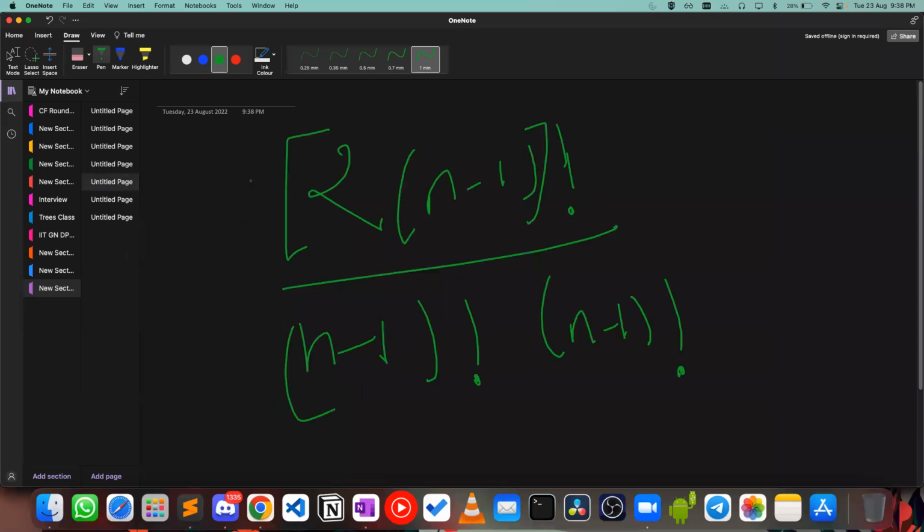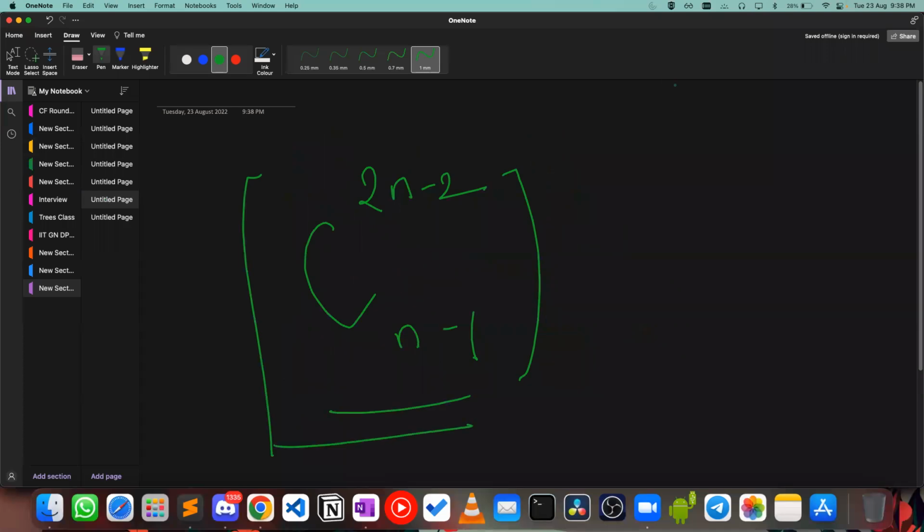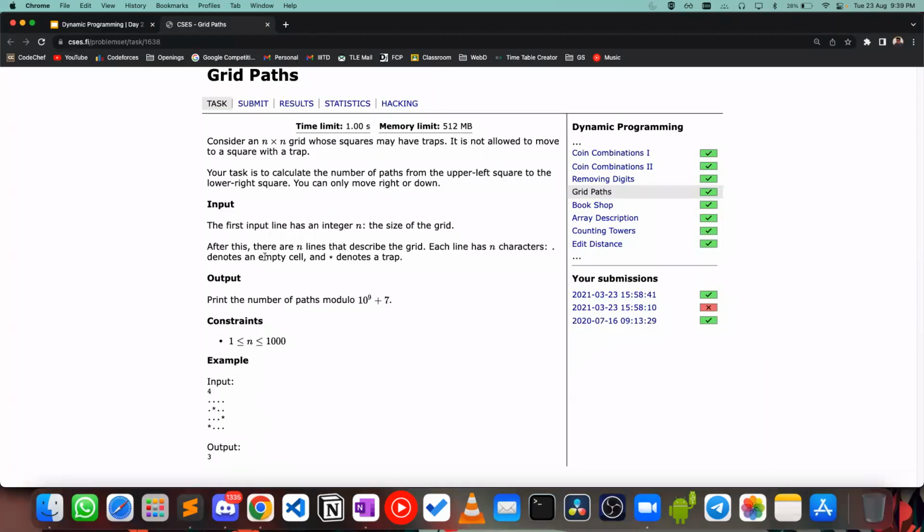This thing, 2(n-1) factorial divided by (n-1) factorial times (n-1) factorial, and this thing. These are the same, right? If you didn't have any traps in the entire grid, can you directly say that this will be the answer? If every cell was free to you, you could use any cell when taking a path from the top left to the bottom right. But if you have traps, what is the problem here?